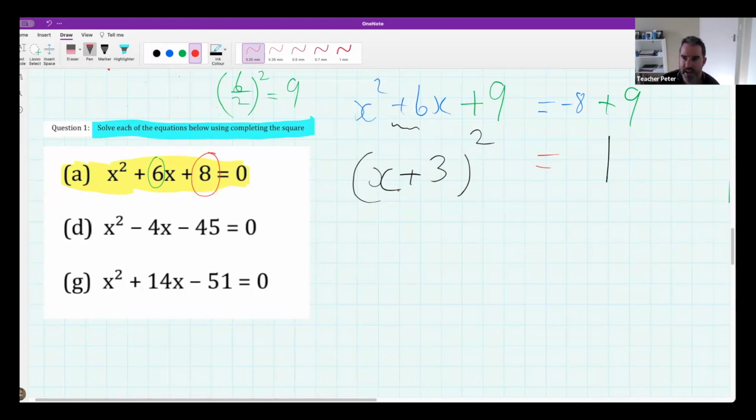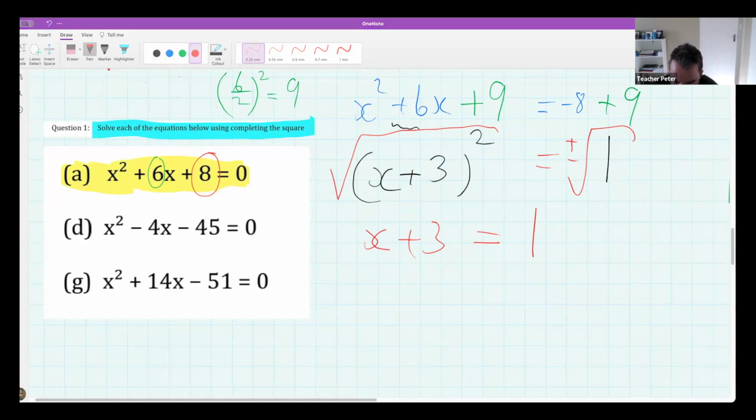Now, the problem I have is I need to get rid of the square. So I square root this side, and I square root that side. And so I get, what do I get? x plus 3 equals plus or minus 1. Oh, but the square root of 1 is just 1. So what are my final answers going to be in the chat?